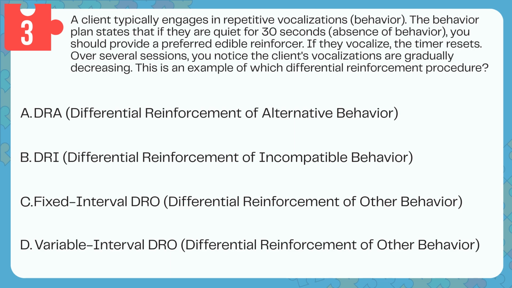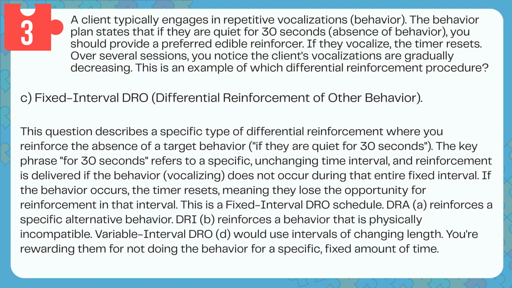A. DRA, differential reinforcement of alternative behavior. B. DRI, differential reinforcement of incompatible behavior. C. Fixed interval DRO, differential reinforcement of other behavior. D. Variable interval DRO, differential reinforcement of other behavior. Answer: C. Fixed interval DRO. Differential reinforcement of other behavior.